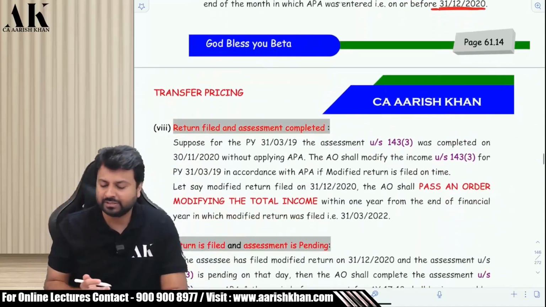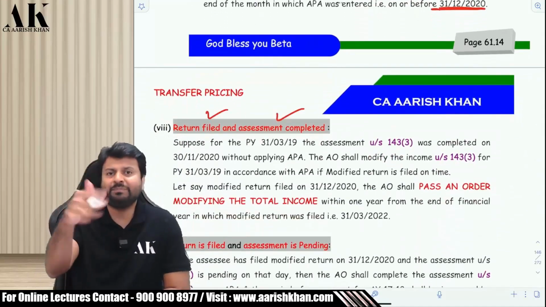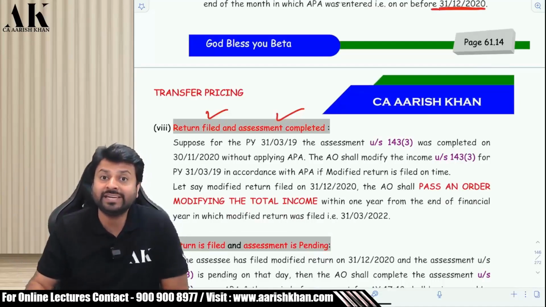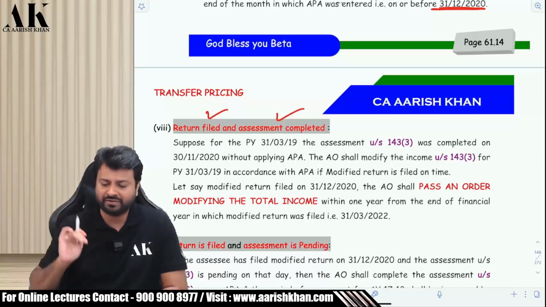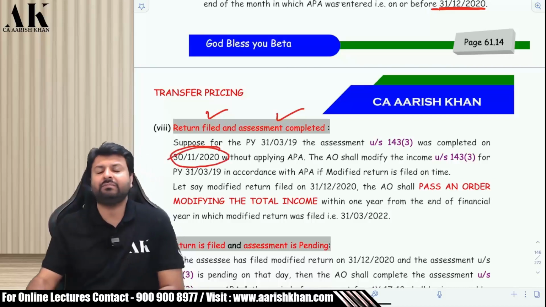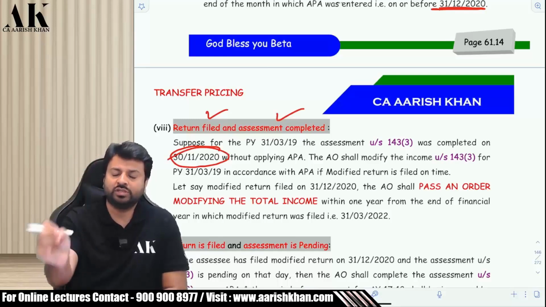Now there is a second possibility. The return is filed and the assessment is also completed before 31st December 2020. I can file the modified return till which date? Till 31st December 2020, I have the time to file the modified return. But the AO is in a hurry and the AO completed the assessment on 30th November 2020 only. Assessee should not worry about it.